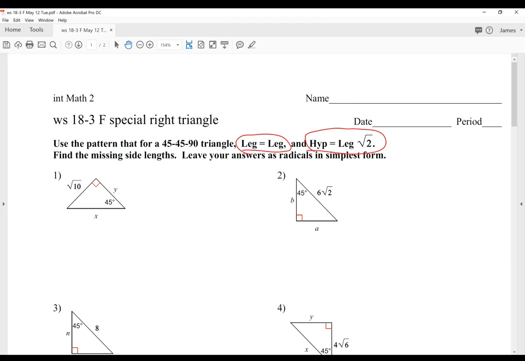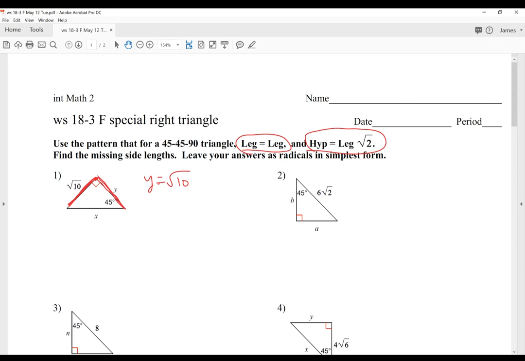So normally we would have to use the Pythagorean theorem. So square root of 10 is this one, so this must also be square root of 10, so y equals square root of 10. And then to get the x, normally you have to go square root of 10 squared plus square root of 10 squared equals x squared. And then you square it and add it and solve it and square root it, and you're going to get x is equal to some number.